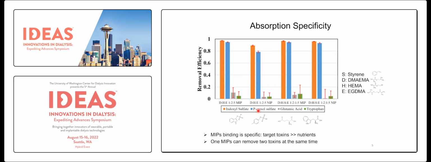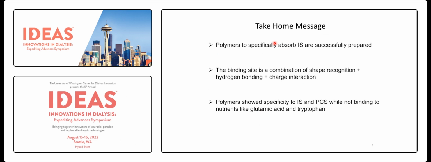With these studies, we can conclude that we successfully synthesized polymers that are able to absorb indoxyl sulfate, and we also found that the binding cavity or molecular recognition is a combination of shape recognition, hydrogen bonding, as well as charge interaction. Finally, we found that the polymers we synthesized can specifically bind to indoxyl sulfate, but will not bind to nutrients like glutamic acid or tryptophan, although they are similar in structure.